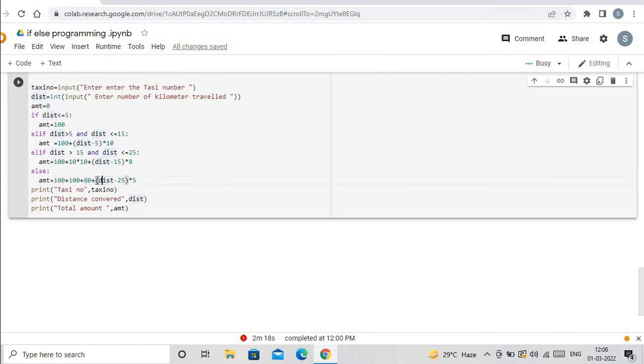Next one is more than 25 kilometers. So this will give you how much kilometer you have traveled more than 25 into 5 per kilometer. So dist minus 25 into 5. Okay, let me run the program. I think net connection is slow, so it can take some time.